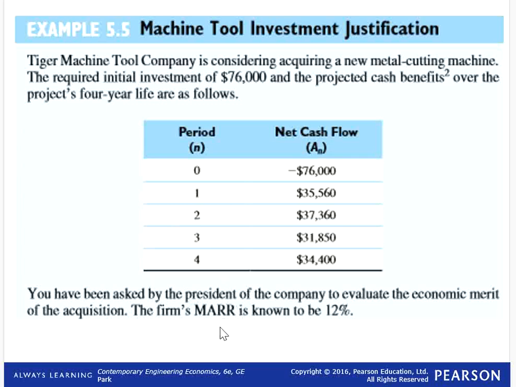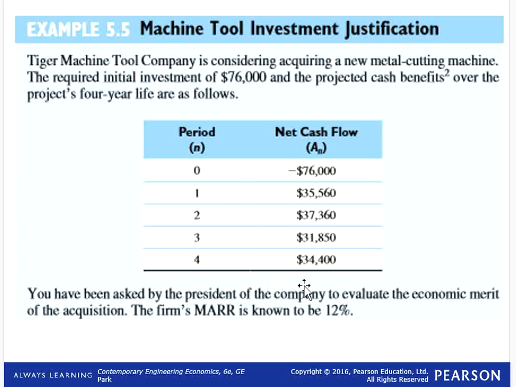The firm's minimum acceptable rate of return, or interest rate as we sometimes call it in chapters 3 and 4, but here in chapter 5 we'll call it the minimum acceptable rate of return, MARR. This is 12% for this example, right? Sometimes we also call it the minimum attractive rate of return. So now we are going to evaluate this project based on this information.